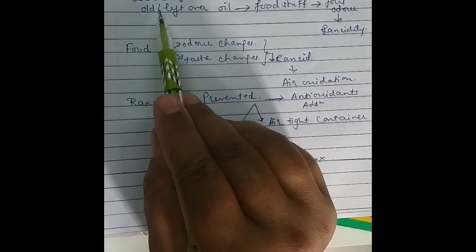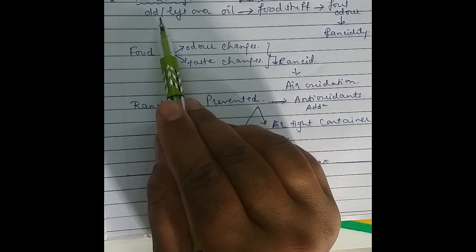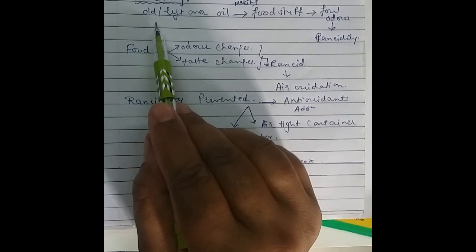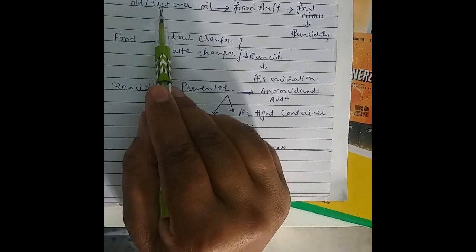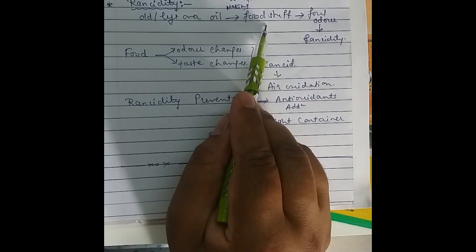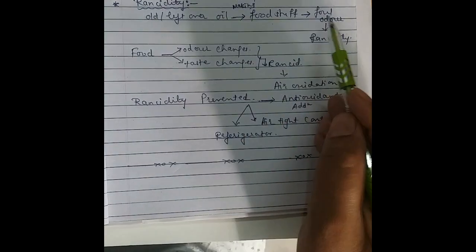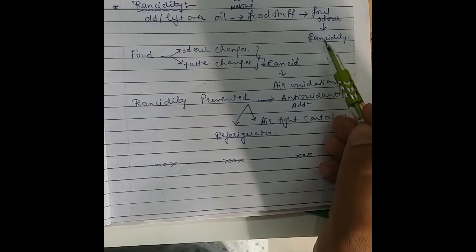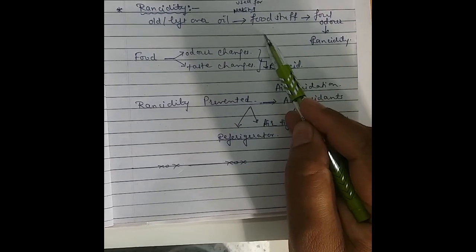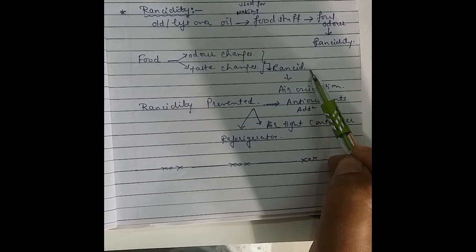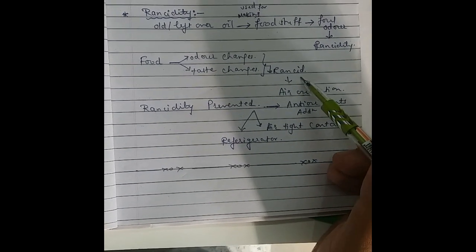Now, the next concept which we are going to see is rancidity. Rancidity is nothing but when leftover oil, or the oil which is not used for a longer time, is being stored, and if the same oil we are using for making food stuff, it leads to the generation of foul odor. The taste of the food which is being prepared in this oil also changes, and that is called rancidity. Rancidity is actually air oxidation.